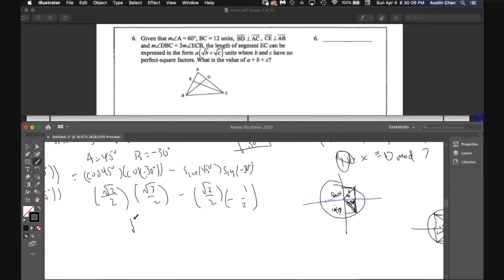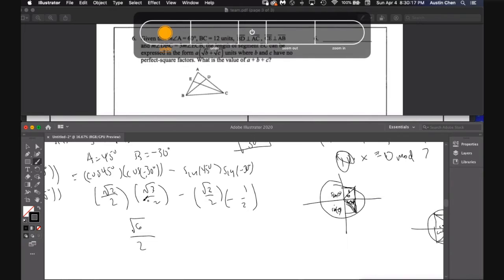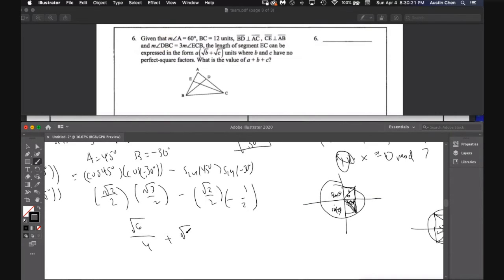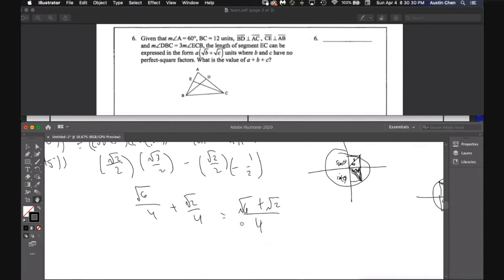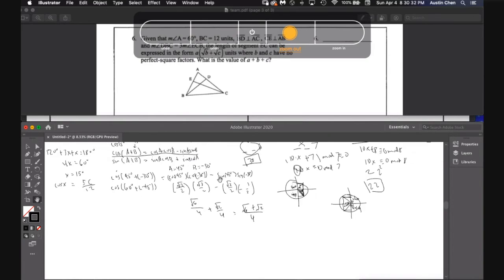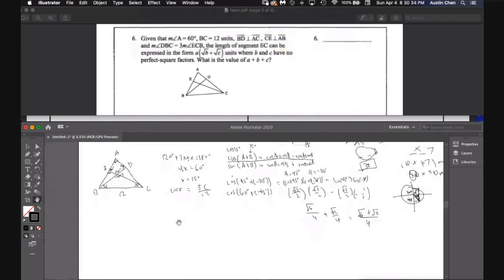So then we have root 6 over 2 plus, with that negative, root 2 over 2. Or sorry, oh my bad. The bottom should be 4 actually. Okay, and then we have plus root 2 over 4. And then putting the top together, we have root 6 plus root 2 over 4. Okay, so this was our cosine of 15 degrees.